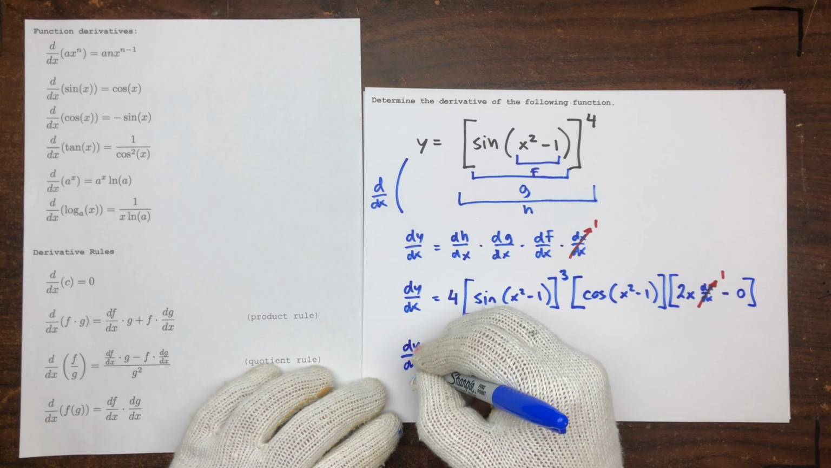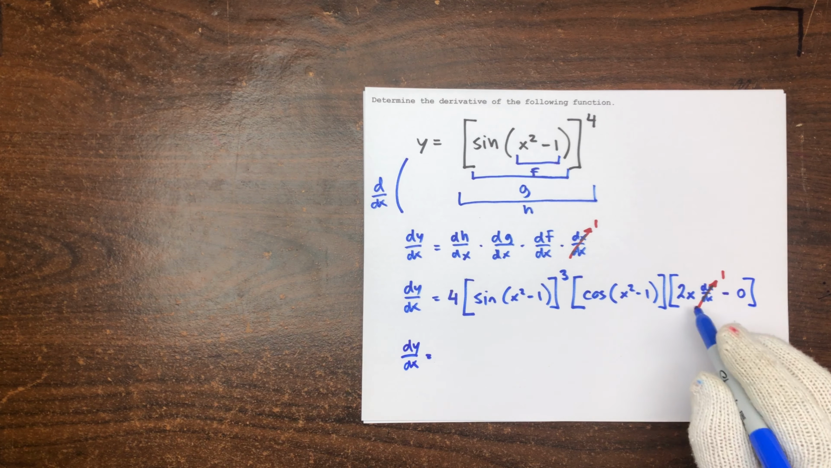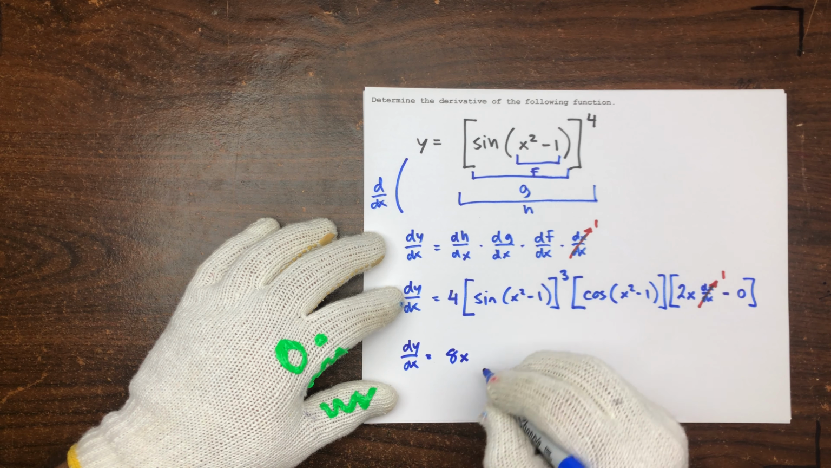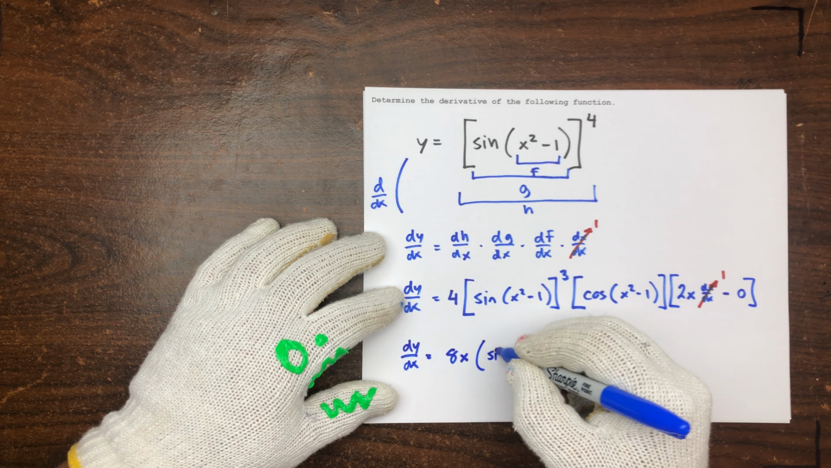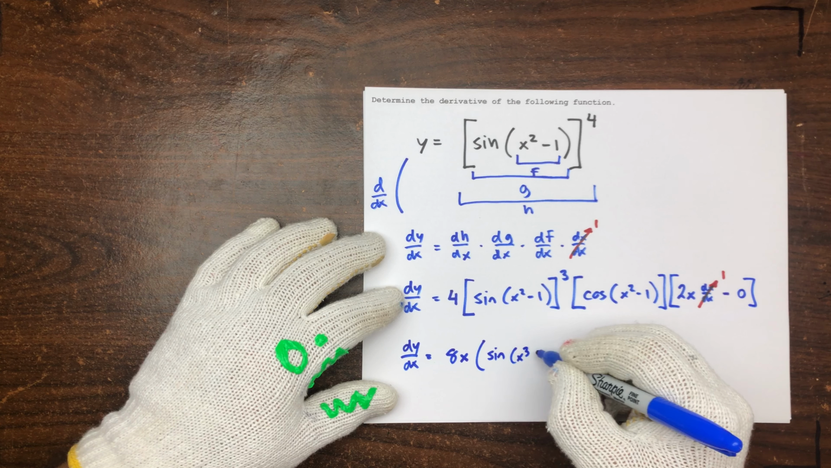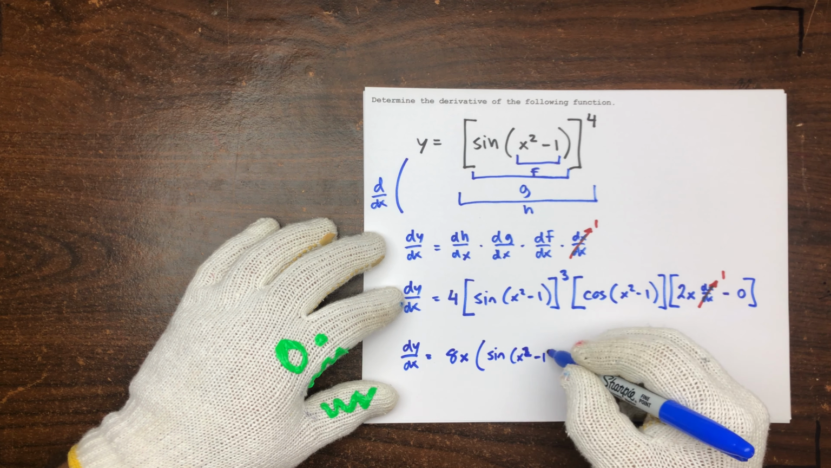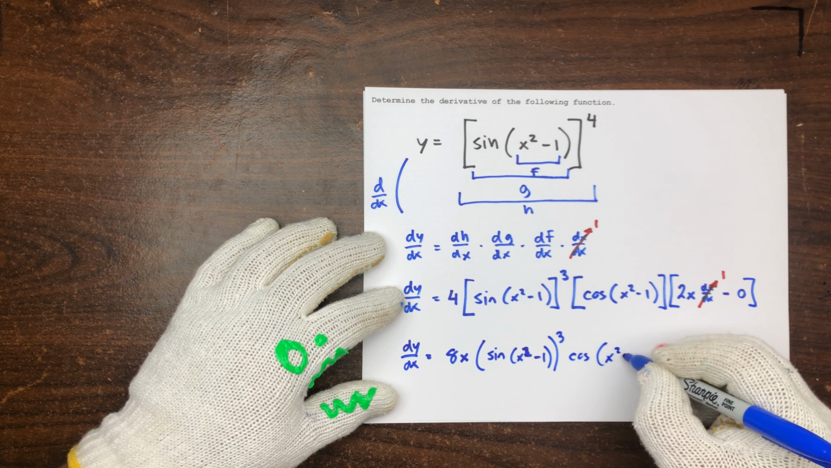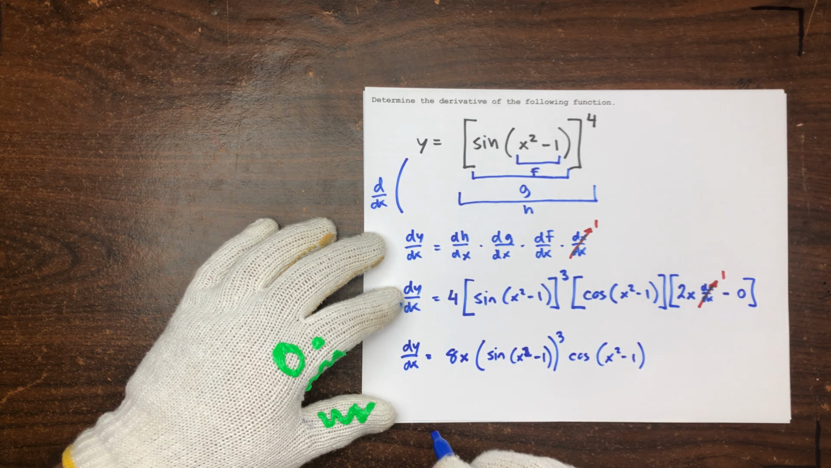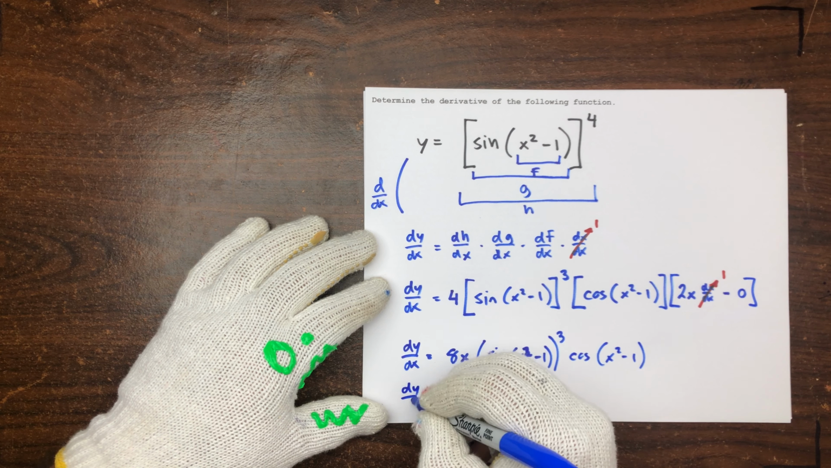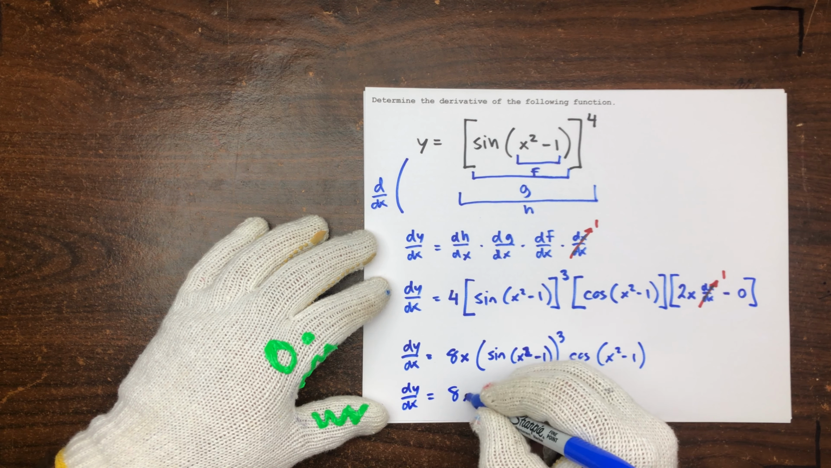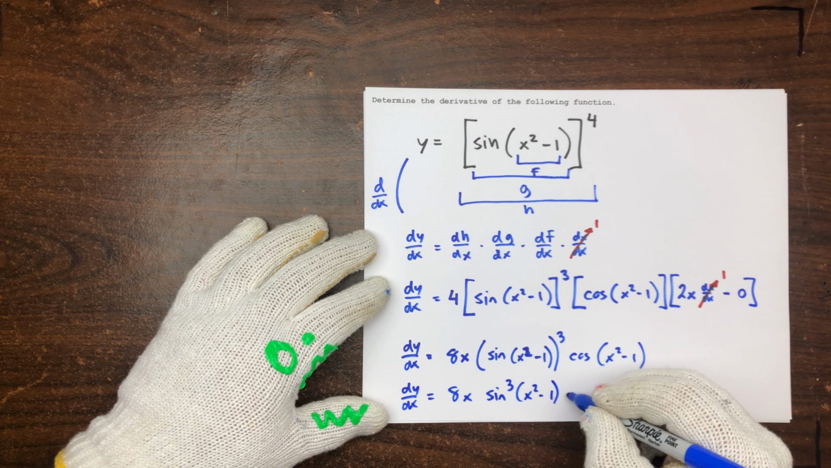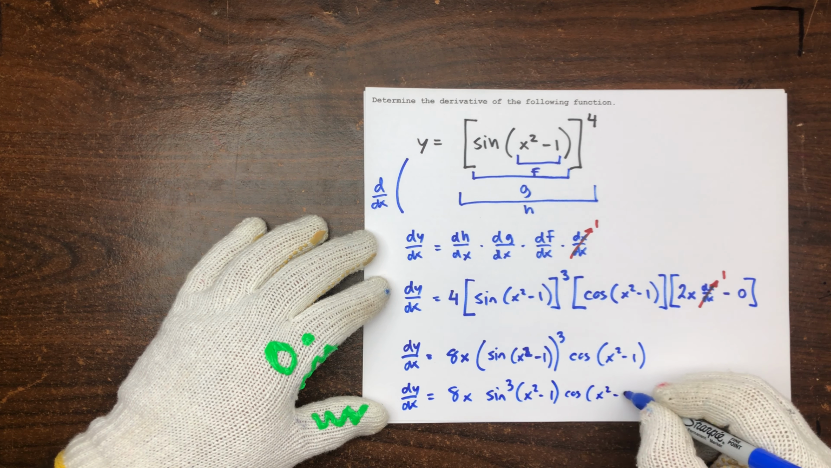dy by dx is going to be equal to, all the coefficients I can bring out, I probably can bring out the 8x. Then we'll go, let's do that one. Sine of x squared minus 1, bracket close, to the power of 3, times cosine of x squared minus 1. Brought the 2x over here to multiply that, and I can make it look a little better by making it look like this. 8x sine cubed of x squared minus 1, times cosine of x squared minus 1. There.